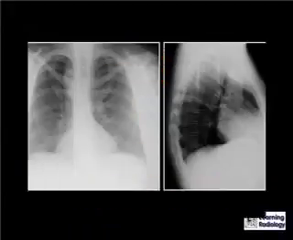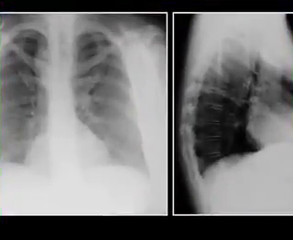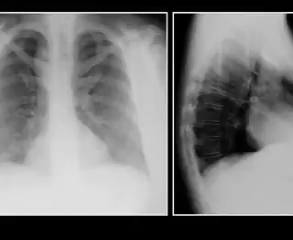Here is your mini quiz. This is an adult. You have a frontal and lateral chest x-ray. Pause your computer or MP3 player and decide what you think.